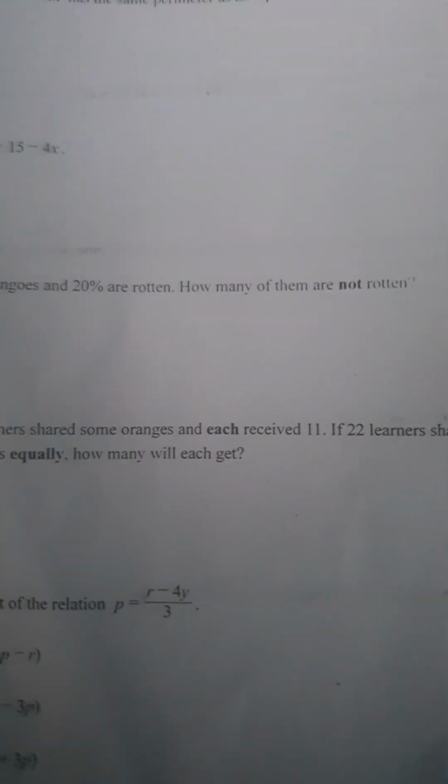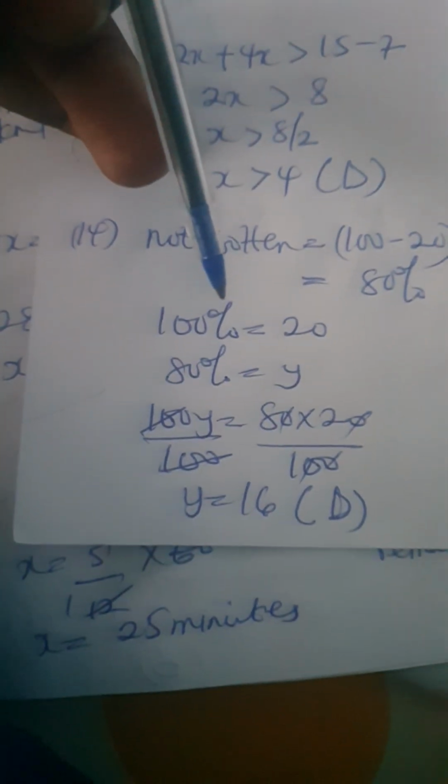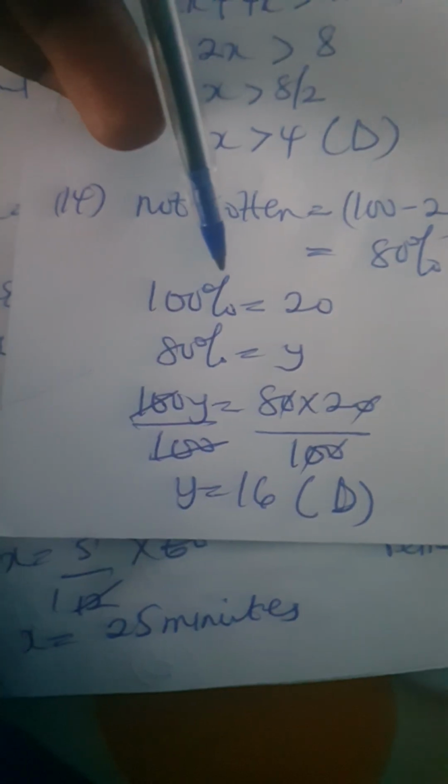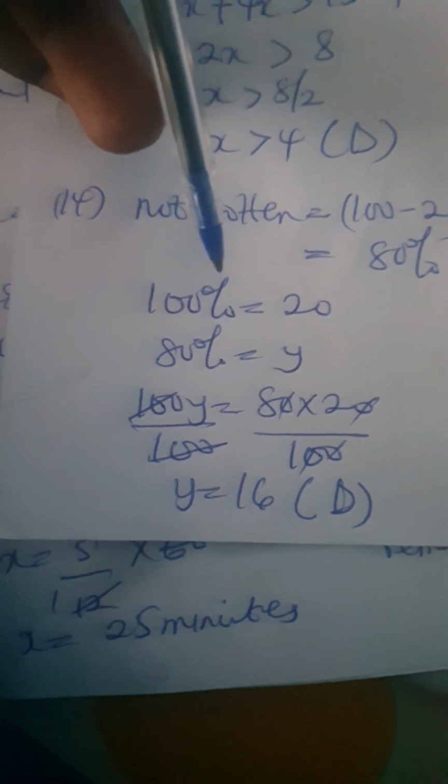Number 14. A shop has 20 oranges. 20% are rotten. How many of them are not rotten? So 80% are not rotten, and the 100% is 20. Cross multiply. 80 times 20 is 100y. Divide through by 100. Trailing zeros go off, 8 times 2 is 16. Option D.